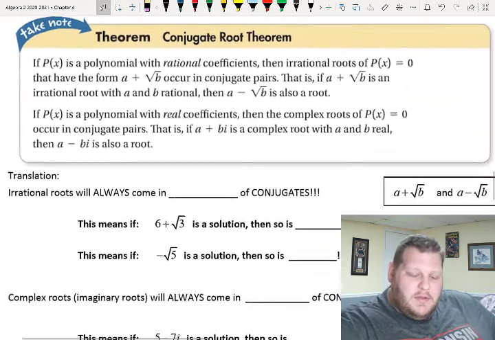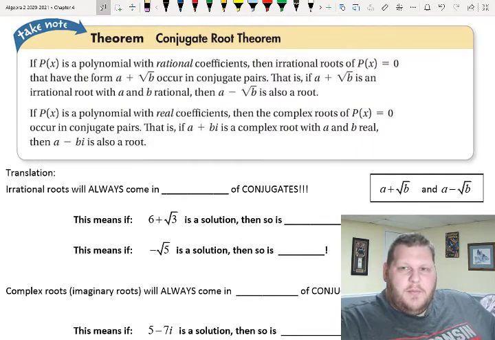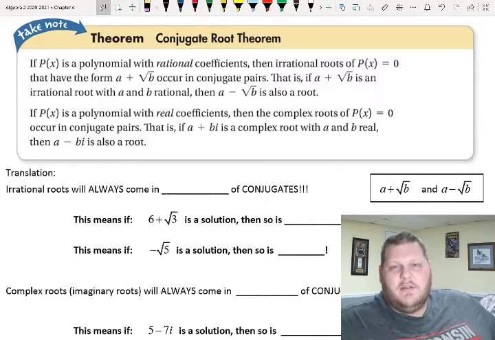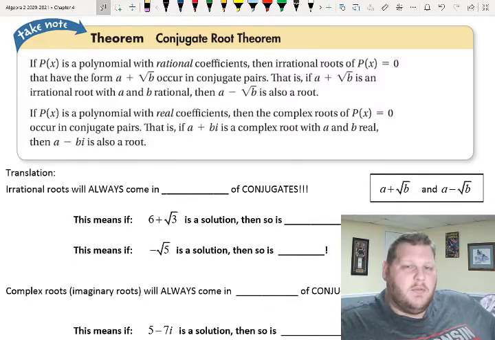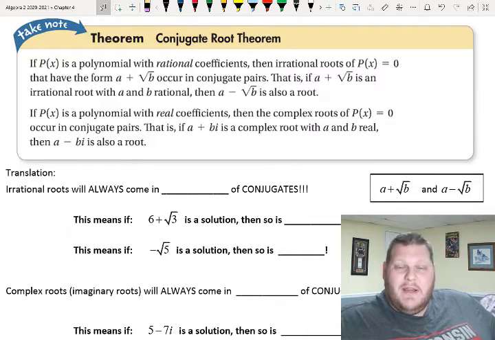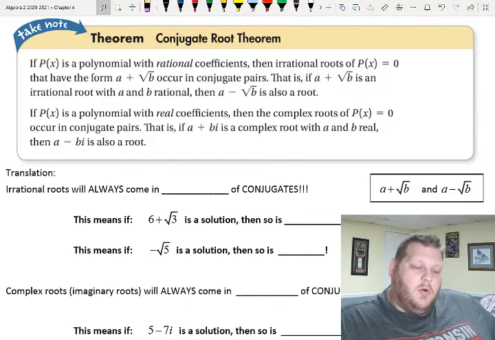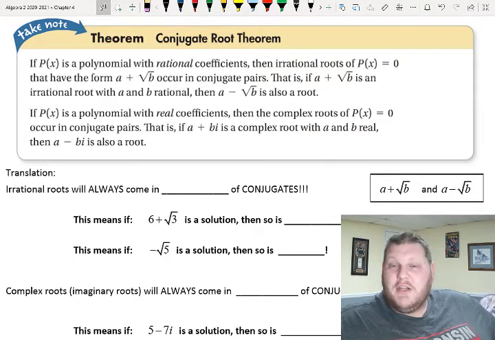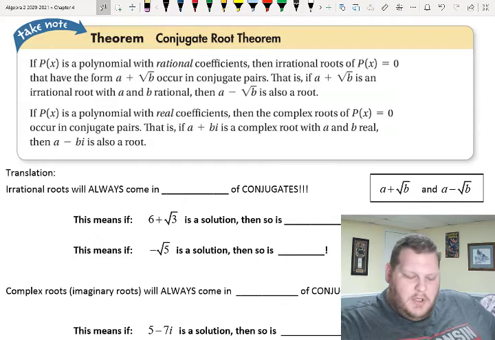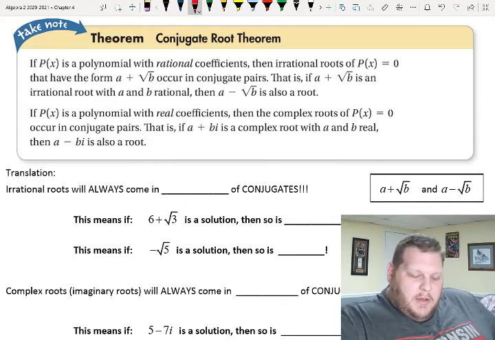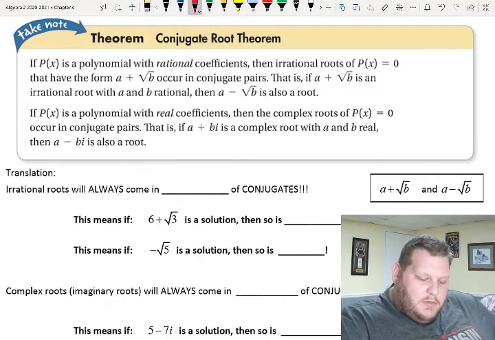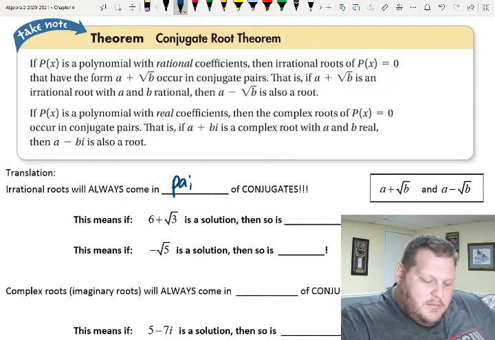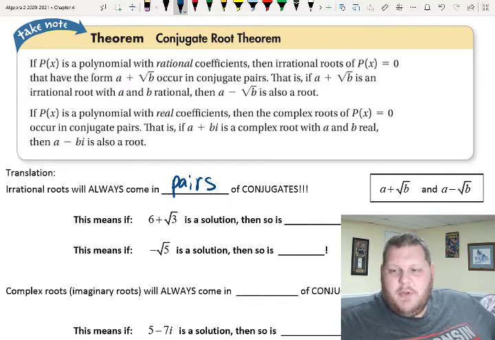That's really what the next theorem goes back to. The conjugate root theorem tells me that anytime I deal with a complex number, so it could be dealing with an irrational, a square root that does not simplify, or it could be dealing with an imaginary number, they are always going to come in pairs because of that plus or minus relationship. So irrational roots always come in pairs of conjugates because, again, of that plus or minus relationship.